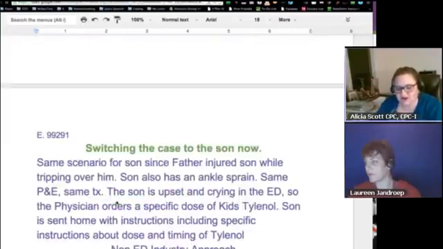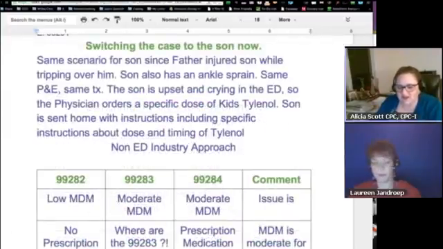Let's do the same scenario for the son and not the father. So the father injured the son while tripping over him. The son also has an ankle sprain, same x-ray, same treatment. The son is upset and crying in the ER, so the physician orders a specific dose of kids' Tylenol. The son is sent home with instructions, including specific instructions about dose and timing of the Tylenol.